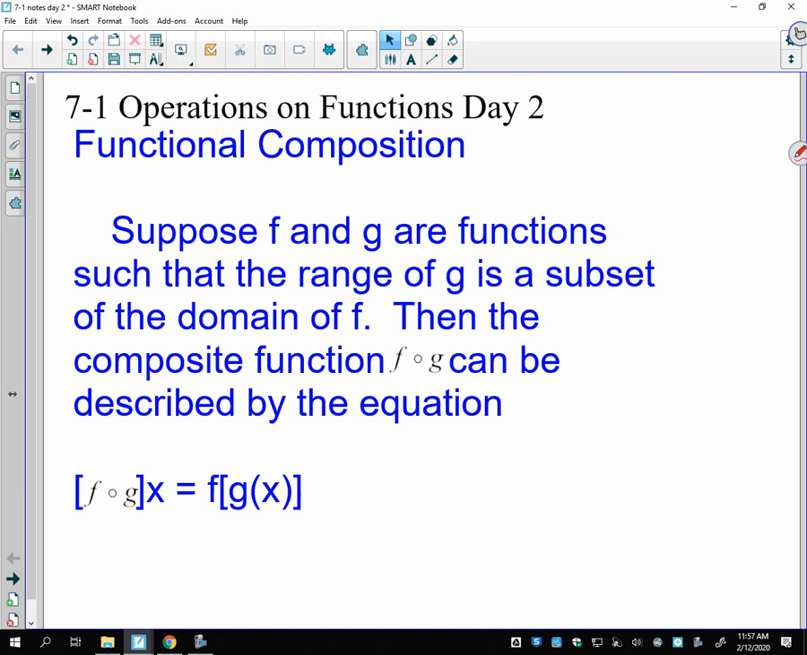Suppose f and g are functions such that the range of g is a subset of the domain of f. Right? That makes no sense to you, but that's okay. The composite function f of g can be described by the following equation. So this open circle, it kind of spells the word fog. This open circle means composition, so it's not a times sign. And the way we say that is we say f of g.